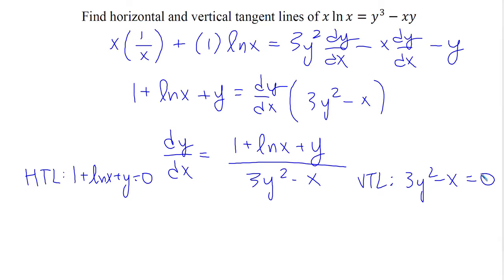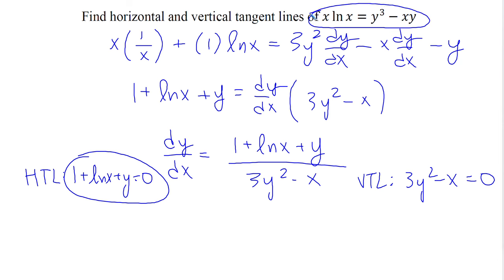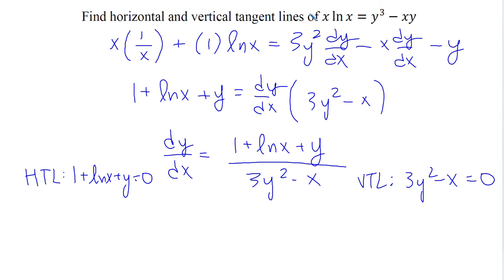Neither of these have nice little terms we can factor out of them, so we'll just use the idea of substitution to figure out when both 1 plus ln x plus y is equal to 0 and x ln x equals y cubed minus xy. It's basically just a nonlinear system of equations. And we'll do the same for the 3y squared minus x. So for the horizontal tangent lines, we'll just solve for y, giving us negative 1 minus ln x. And for the vertical tangent lines, we'll solve for x, because that's a little bit easier. We get x is equal to 3y squared.